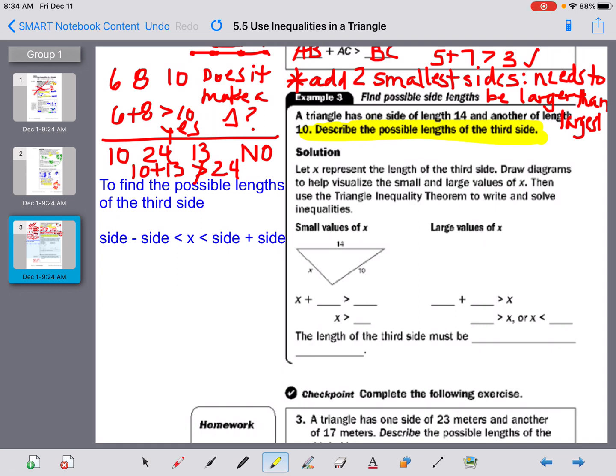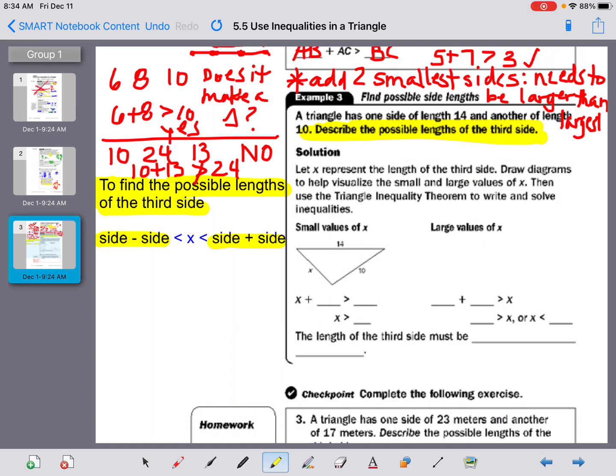Okay? Please copy down this margin note because this is how we're going to find it, okay? To find the possible lengths of the third side, we're going to subtract the two sides we know. We're going to add the two sides we know. And our number for our third side is going to be between those two numbers. Somewhere between it, we may never know exactly what number it is, but at least we can give an idea of where we are between.